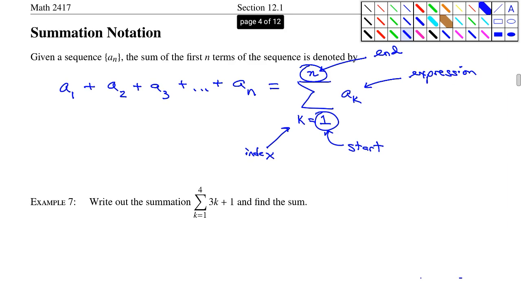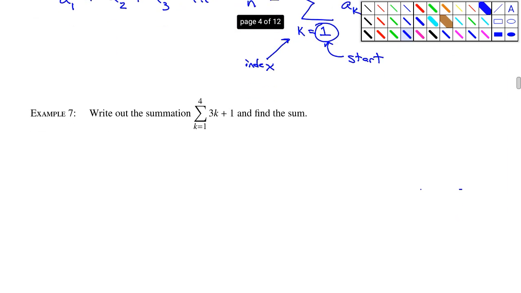So let's see an example. Example 7. Write out the summation. The sum from k equals 1 to 4 of 3k plus 1. So let's write that out. The sum as k goes from 1 to 4 of 3k plus 1.